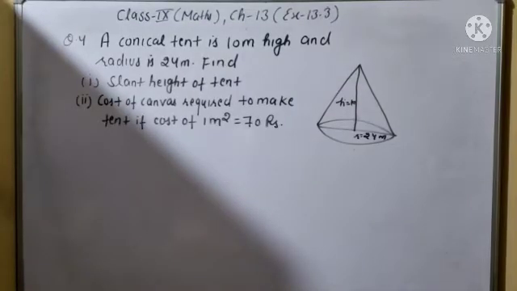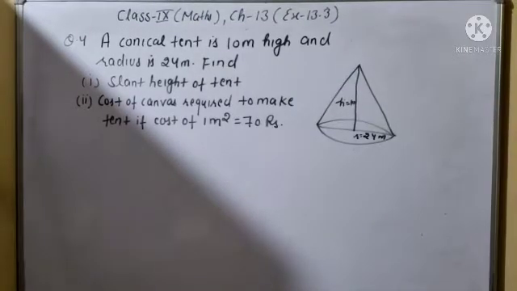Now we will start our next question. Question number 4. A conical tent is 10 meter high and the radius is 24 meter. Find the slant height of the tent, and second, the cost of canvas required to make the tent if the cost of 1 meter square is 70 rupees. Clear?